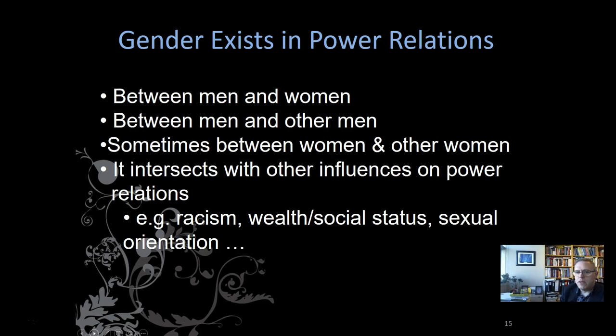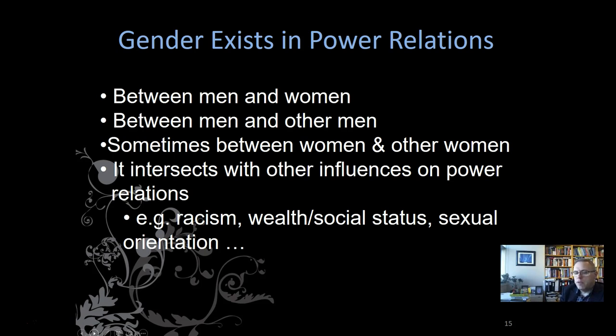But it's also important as we think about gender to recognize that it also intersects with other influences on power relations, because we are not just our gender. So racism might intersect with this, wealth or social status, sexual orientation, and the list could go on.